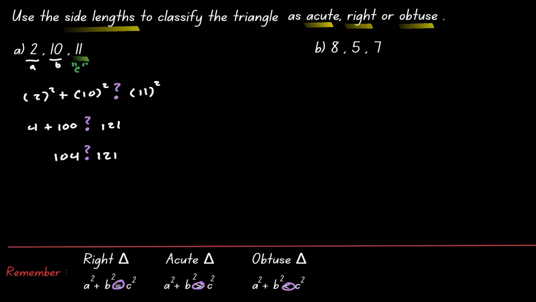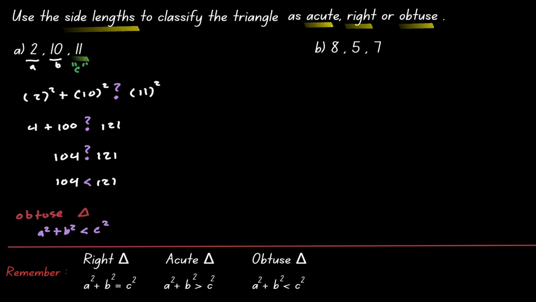So now, based on the values that we have here, we can see that 104 is less than 121. So we can conclude that we have an obtuse triangle, because we have shown that a squared plus b squared was less than c squared. Now let's take a look at example 2.